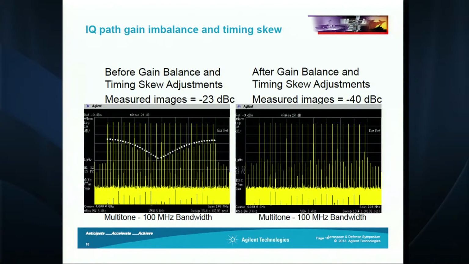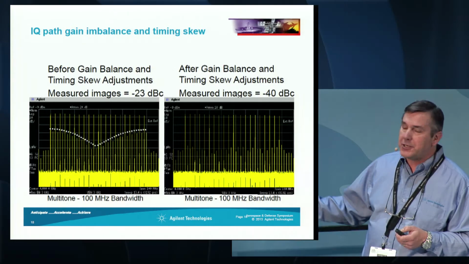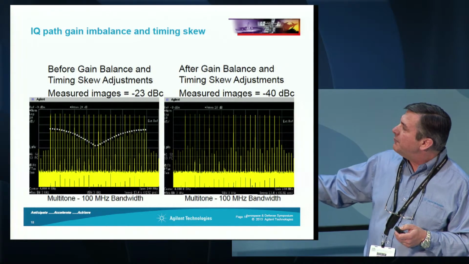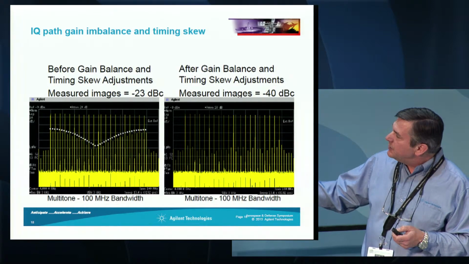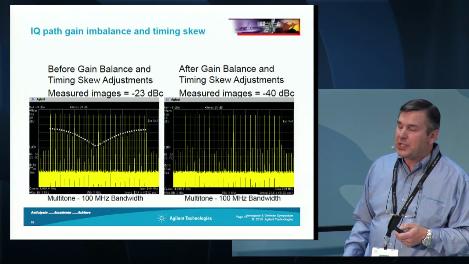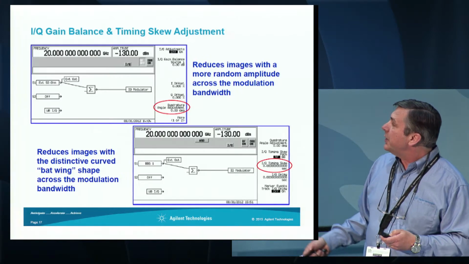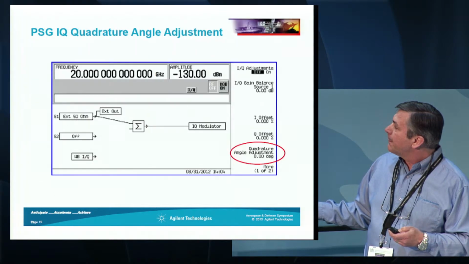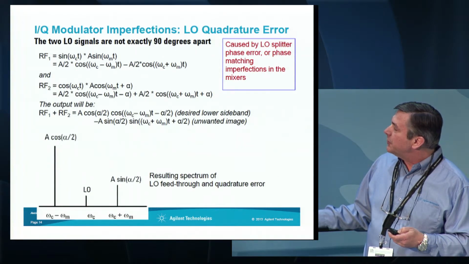Here you can see kind of a curve, kind of a bird or bat wing effect of the images showing up here in this multi-tone signal. We're using 100 megahertz of bandwidth to illustrate this, but it's hard to see, but you can see a lot of these images or tones showing up there. Basically, similar to this.